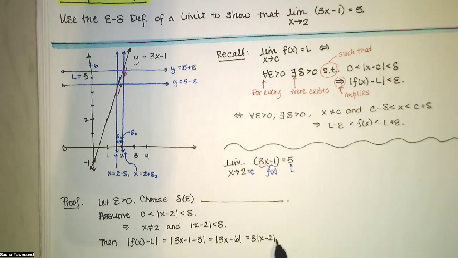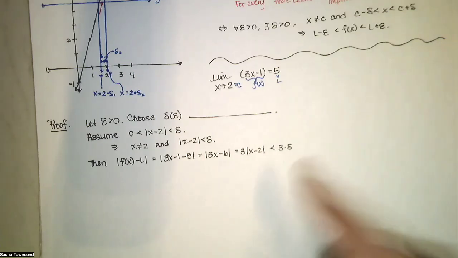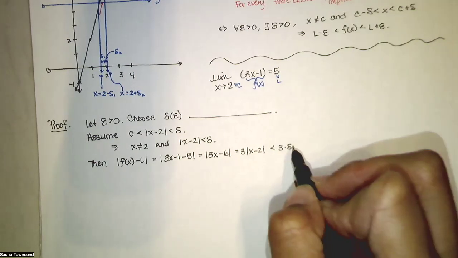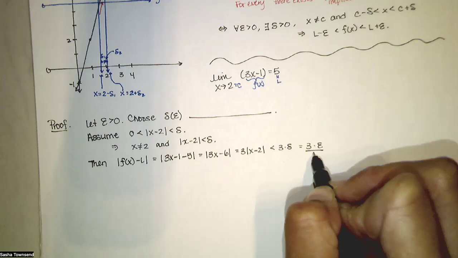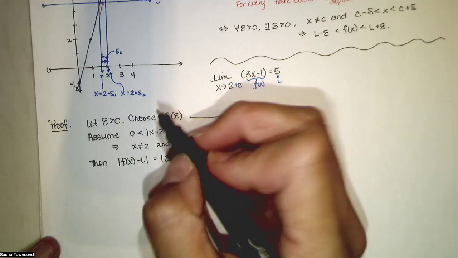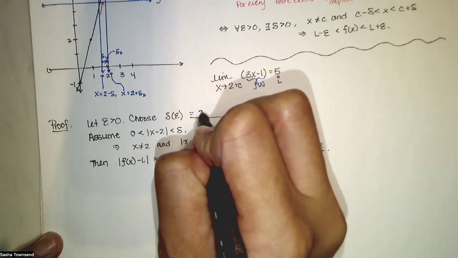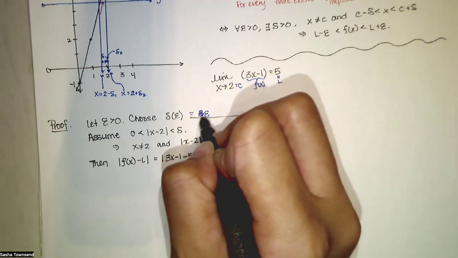We want to find a way to show that this is less than epsilon if x minus 2 is less than delta. Well, since the absolute value of x minus 2 is less than delta, we know that this is less than 3 delta. So if we let delta equal epsilon divided by 3, the 3's reduce, and we have the absolute value of f of x minus L is less than epsilon. Oops, I keep saying 3 epsilon, it's 1/3 epsilon.